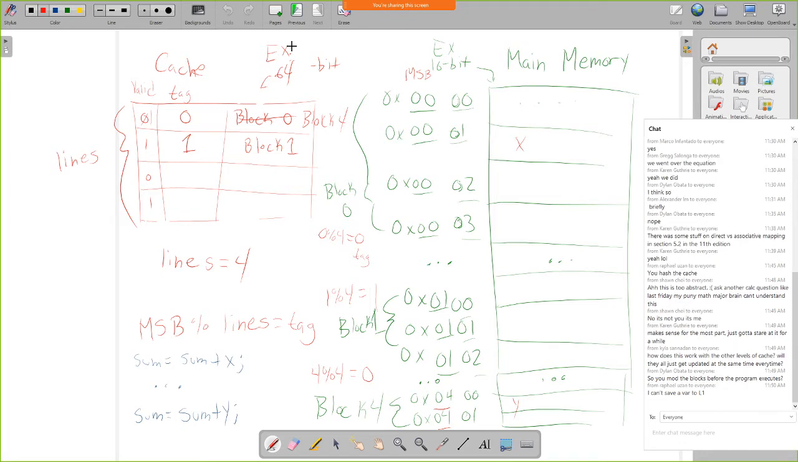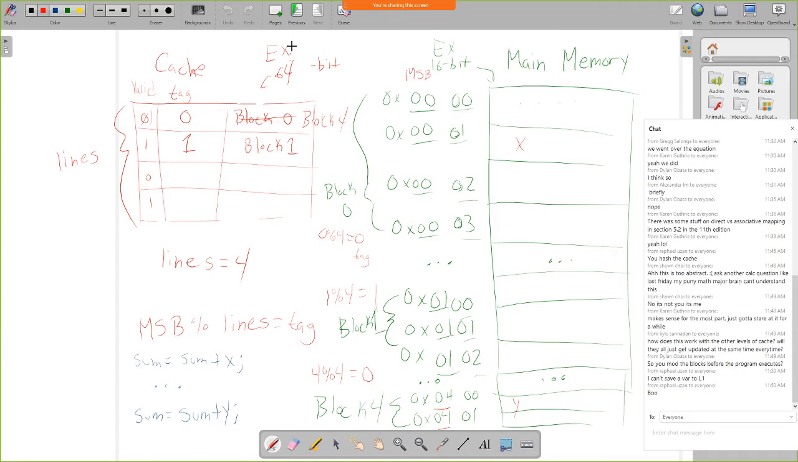I can't save a var? No, you can't access any CPU space. And neither can the operating system. It can't do it either. The CPU, the actual hardware, is in charge of that.